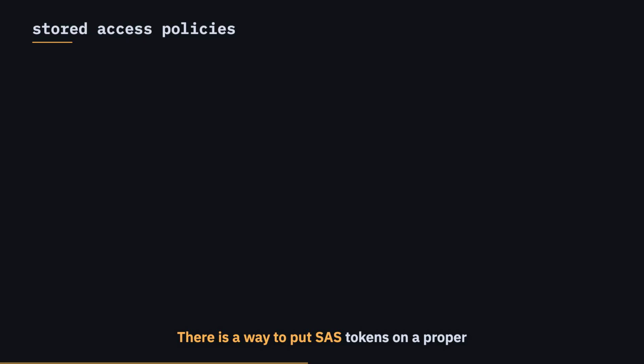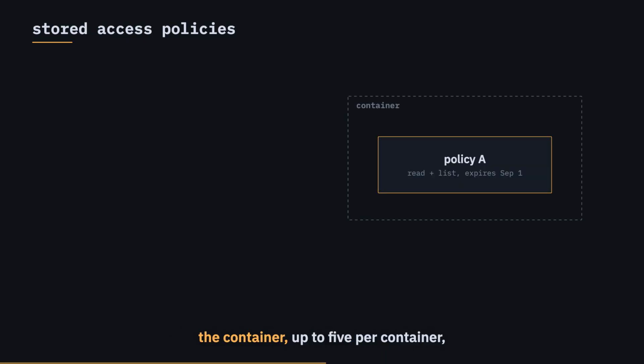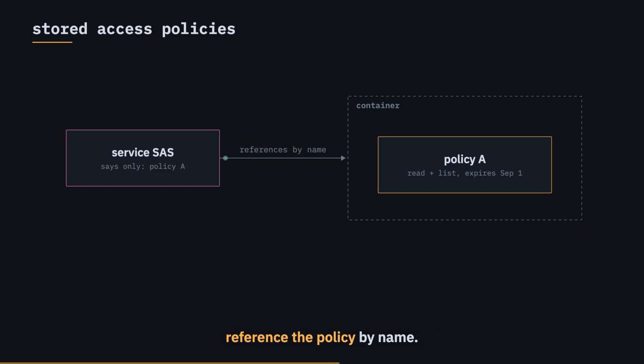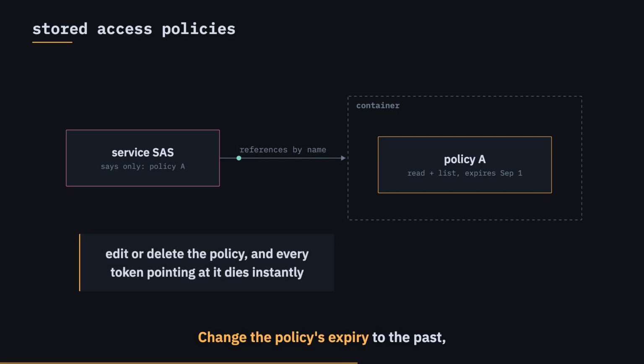There is a way to put SAS tokens on a proper leash: stored access policies. Instead of baking permissions and expiry into the token itself, you define a named policy on the container, up to 5 per container, holding those settings server-side. Then you issue service SAS tokens that simply reference the policy by name. The token says policy A. The container decides what policy A currently means. Now revocation is civilized. Change the policy's expiry to the past or delete it, and every SAS pointing at it dies instantly. No key rotation, no collateral damage to other tokens.